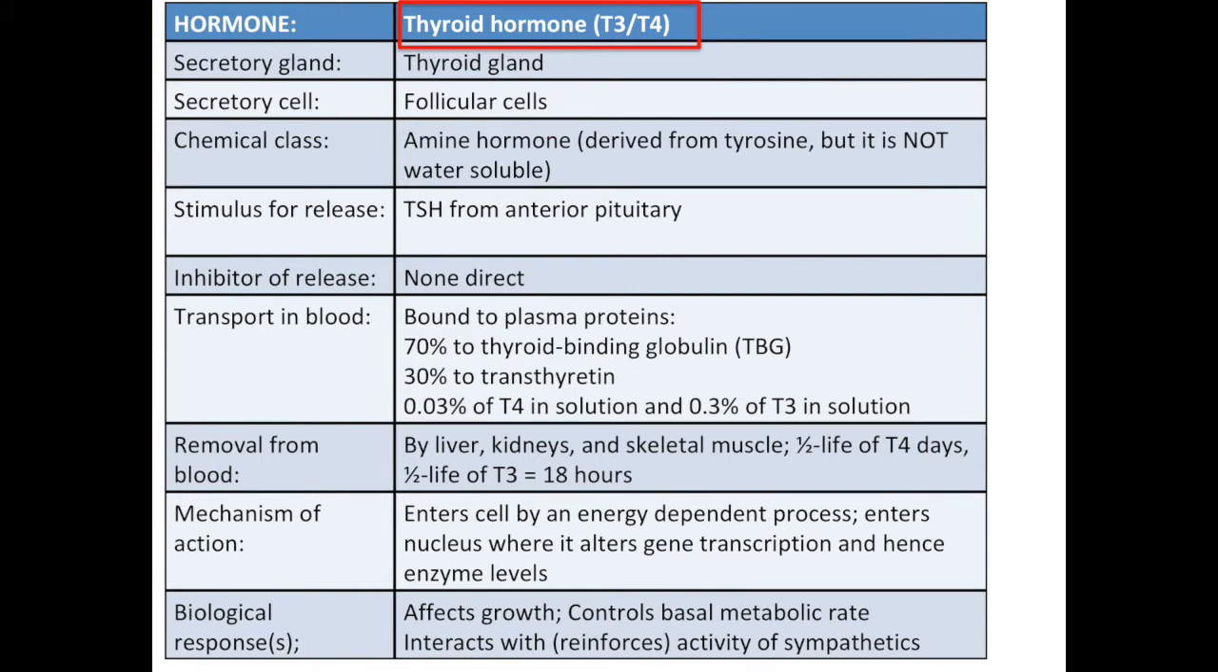The release of thyroid hormone is stimulated by thyroid stimulating hormone released from the anterior pituitary, and it enters cells via an energy dependent process and then goes into the nucleus, where it alters gene transcription, and this increases enzyme levels, which can affect growth, controls your basal metabolic rate, and it interacts and reinforces the activity of sympathetic stimulation.